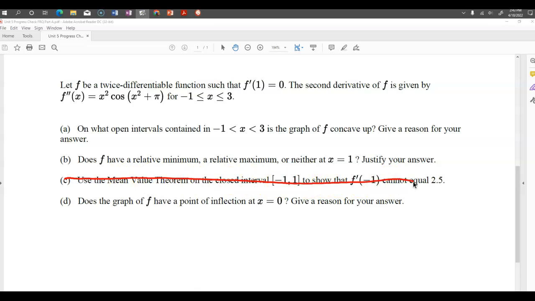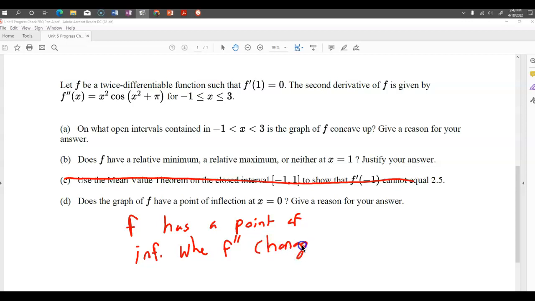Does the graph of f have a point of inflection? Well, we know that f has a point of inflection when, actually I should say it, when f double prime changes signs. Okay? So f has a point of inflection anytime f double prime changes signs.